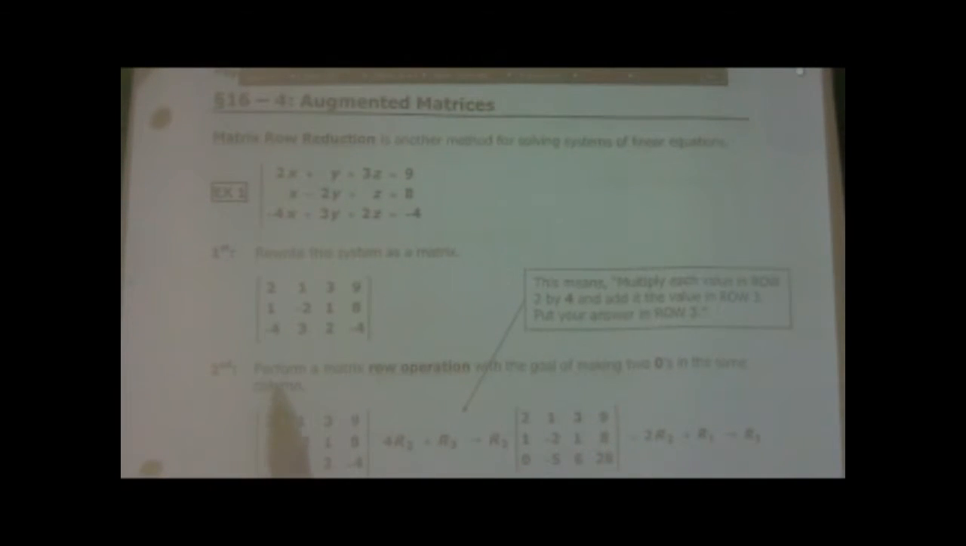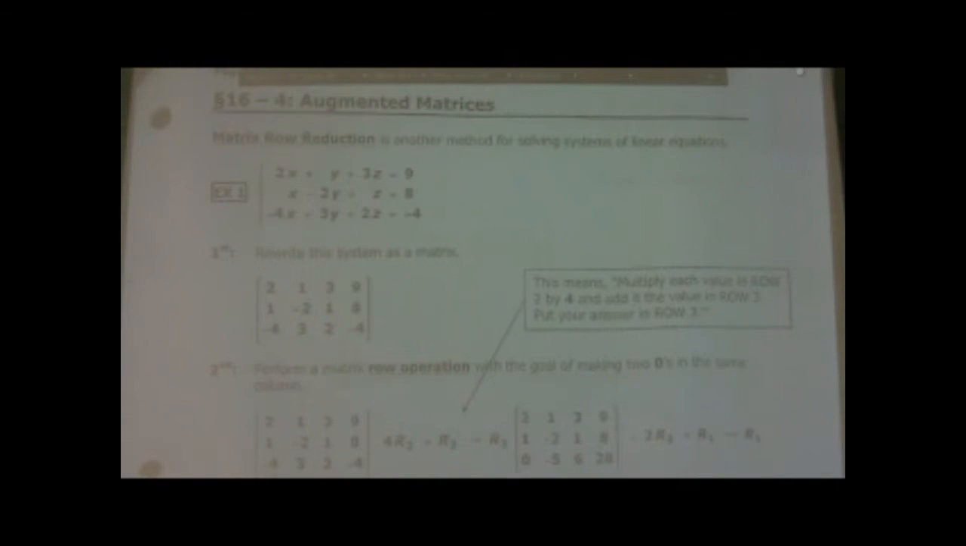So my second step is to perform a matrix row operation, with the goal of making 2 zeros in the same column. So if you recall, when we learned how to solve systems of equations like this before, we used elimination, and we tried to eliminate one of the variables so that we would make 2 equations that had the same 2 variables. We are doing the same thing. We are going to get 2 zeros in the same column so that we have 2 rows with the same 2 variables represented.